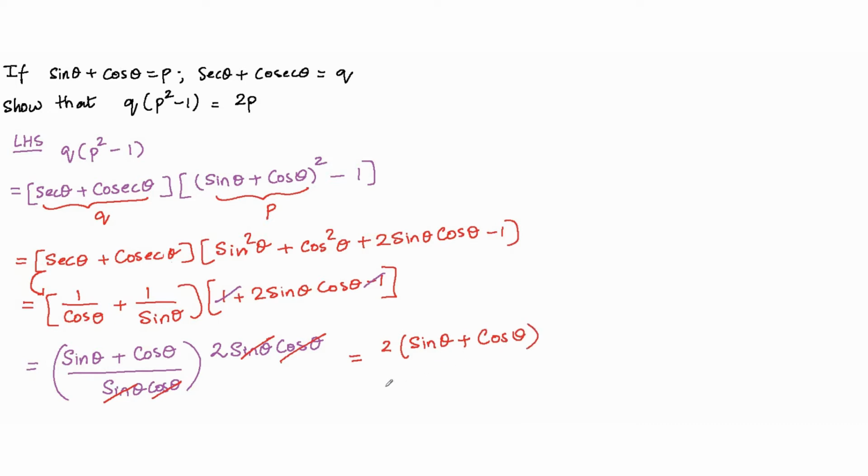Now sin theta plus cos theta is equal to P, and therefore this answer is 2P, and that equals the RHS. This is what I wanted to prove, and the techniques that I used here were, first of all, A plus B the whole square helped me.